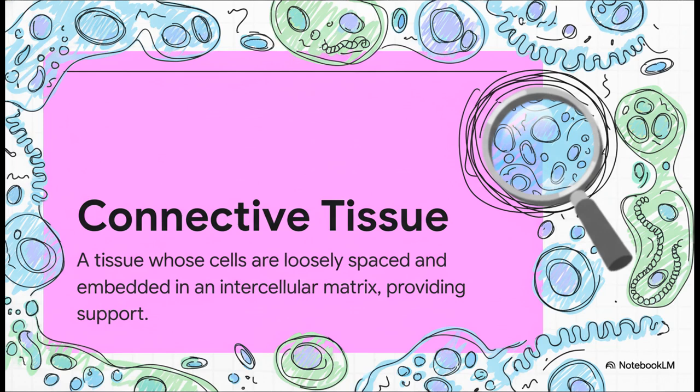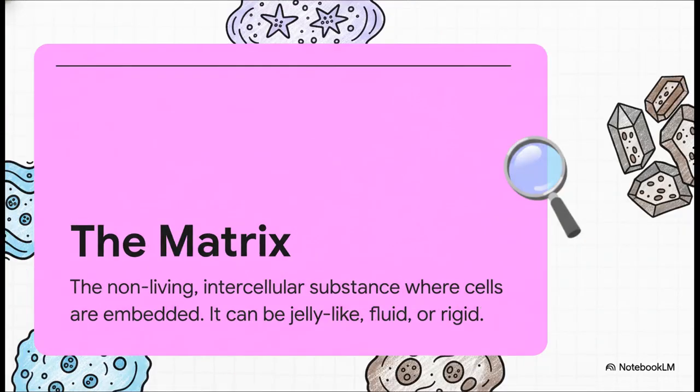It is a group of tissues that gives our body its form and provides support. But I want you to pay very close attention to this last part. The cells are loosely spaced and they are embedded in something called a matrix. This idea, the cells in a matrix, is the single most important feature that all connective tissues share. Please remember this.